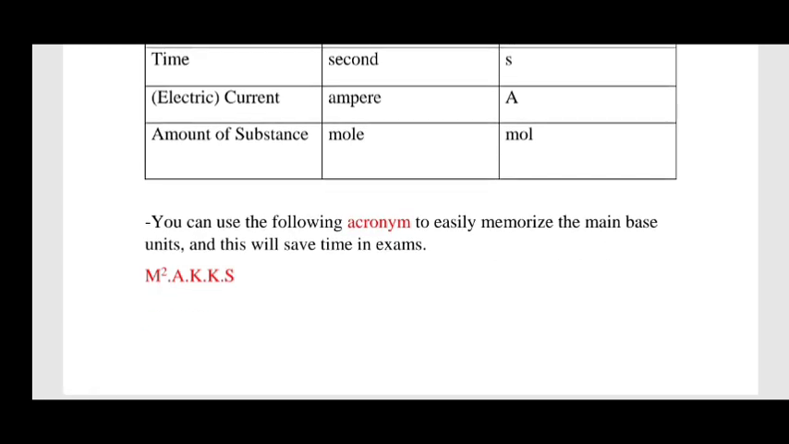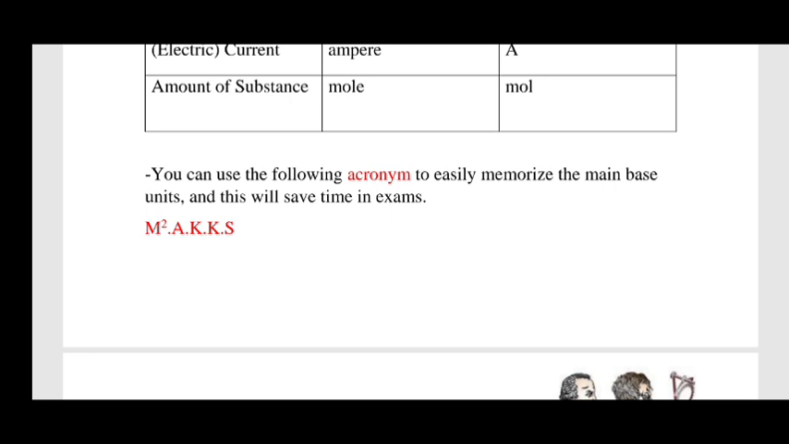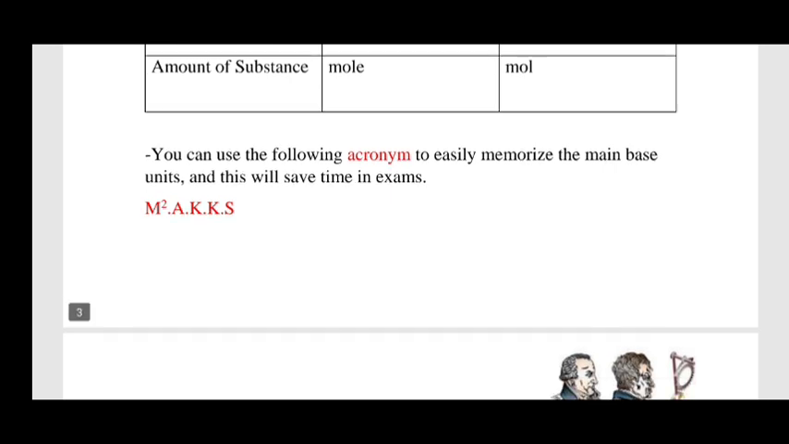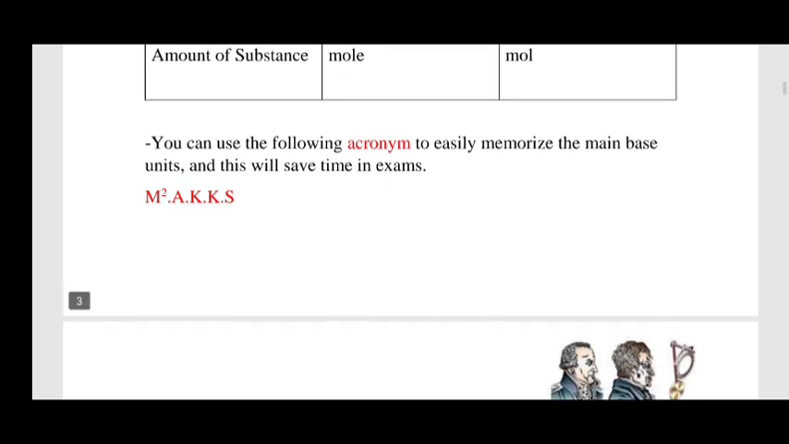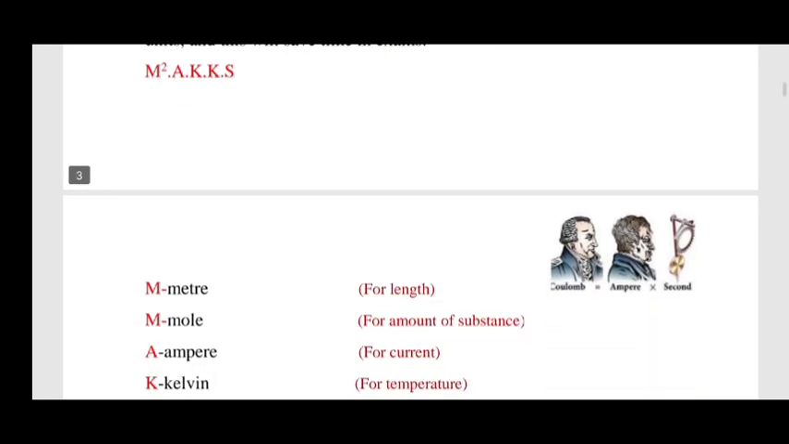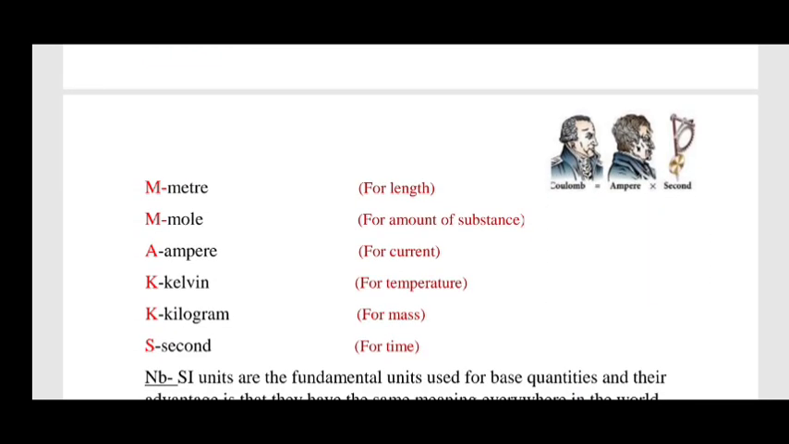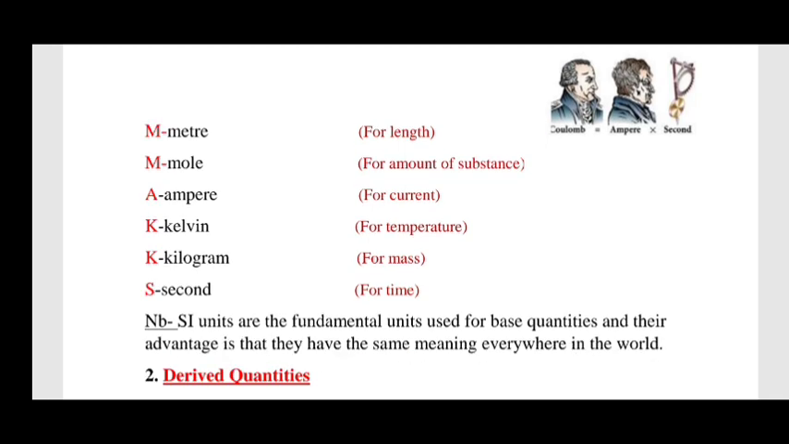Right? So to fully understand this table, you can use the following acronym, which is very easy. It is known as MMAKKS, right? And this will save a lot of time in your exams. By using this acronym, you get all your marks in your exams. So the first M stands for meter, which is for length. The next M stands for mole, which is for amount of substance. The A stands for ampere, which is for current. The K stands for Kelvin, which is for temperature. The other K stands for kilogram, which is for mass. The S stands for second, which is for time.